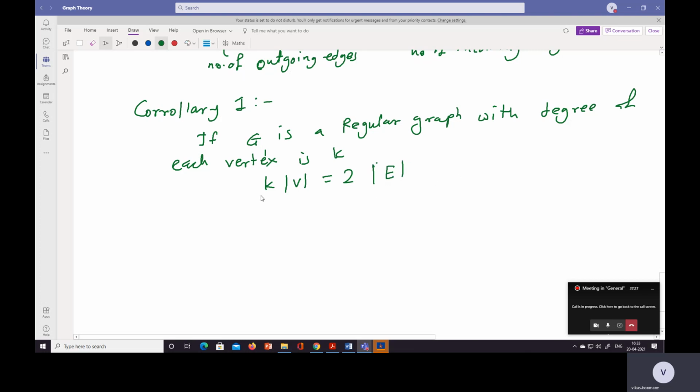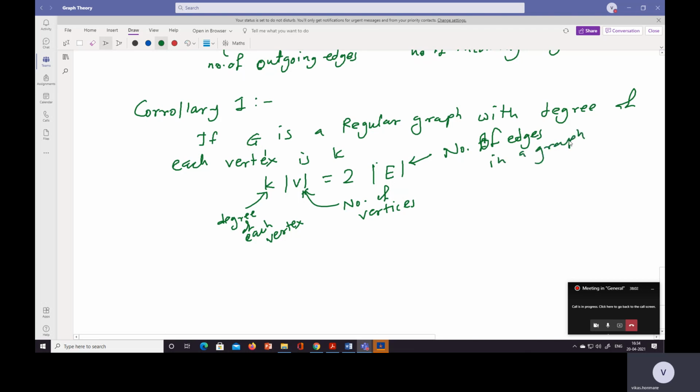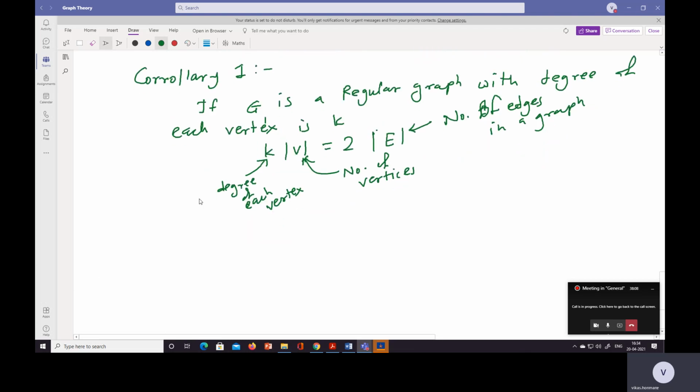Okay, so here we can say k is the degree of each vertex, v is the number of vertices in a graph, e is the number of edges in a graph. Okay, so we can take one example for this corollary.